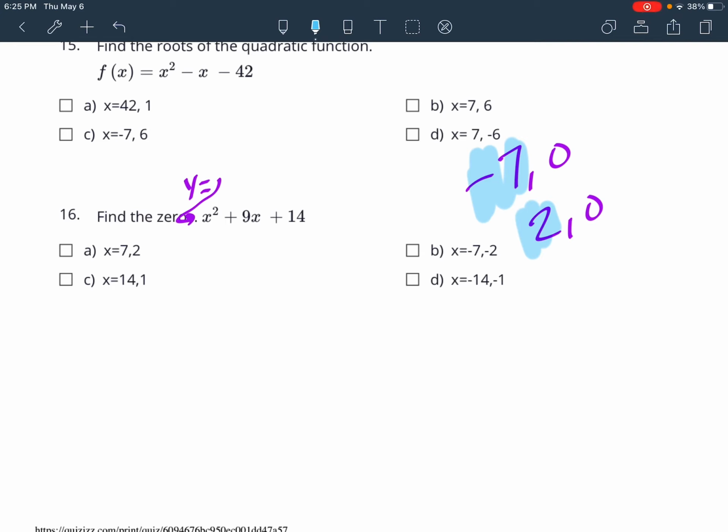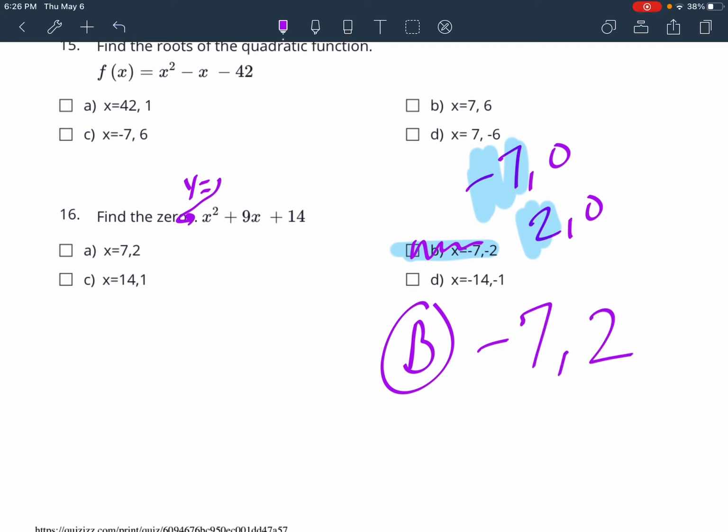-7 and -2. Oh, there's a problem here with the key. It says B on number 16. I'll go change it right now. So this is not going to be the B. The B should be written, I'm going to write it down as -7, -2. That's what I'm going to do. All right, so B is the answer here.